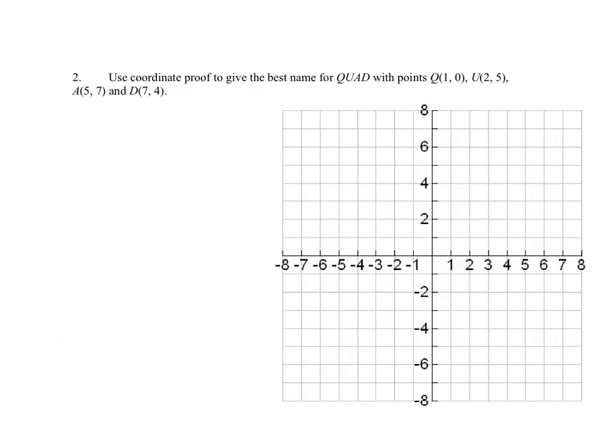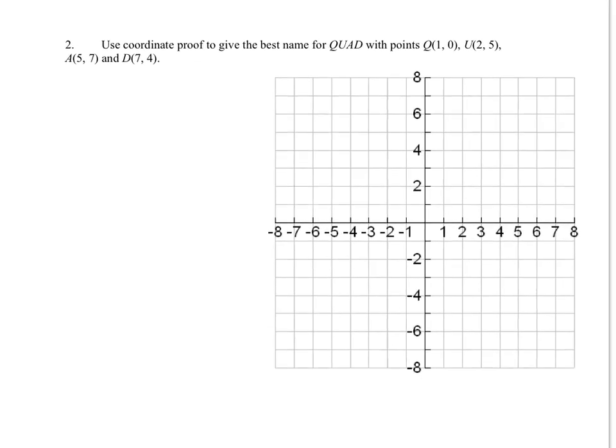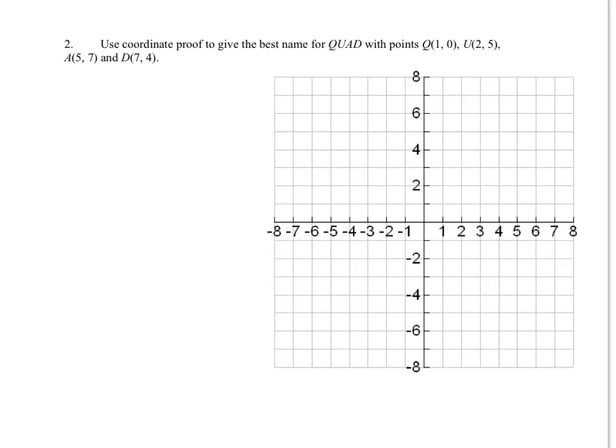Okay, so the next one. Use coordinate proof to give the best name for quad with points 1, 0, 2, 5, 5, 7, and 7, 4.